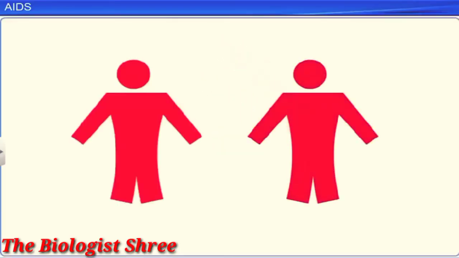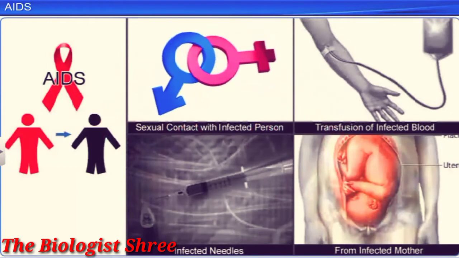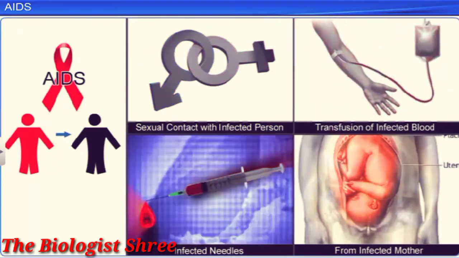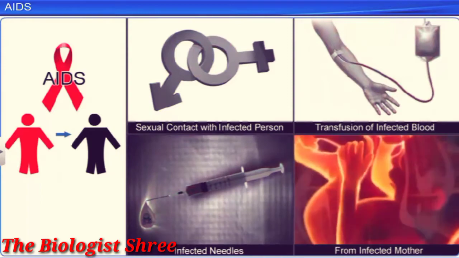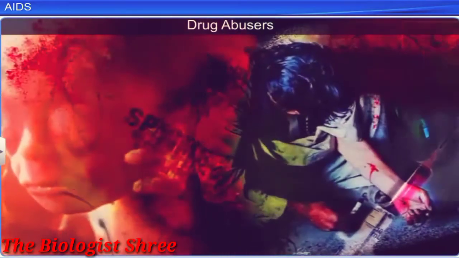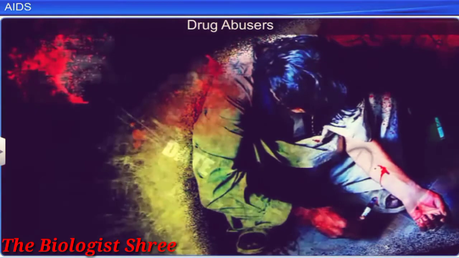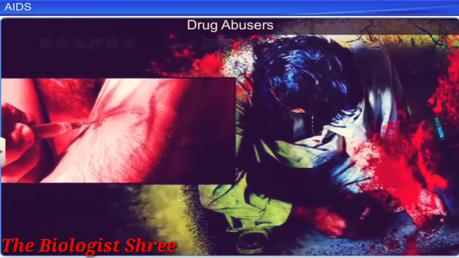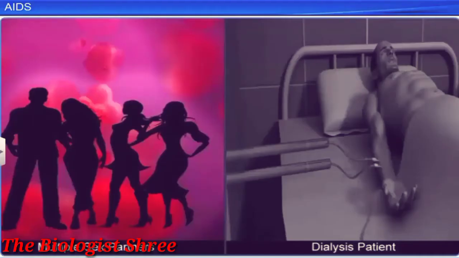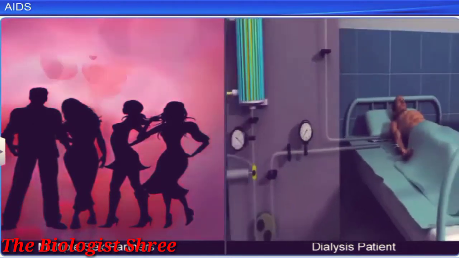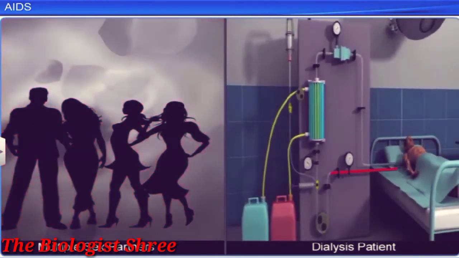The HIV infection is usually transmitted through any one of four ways: through sexual contact with an HIV-infected person, transfusion of infected blood, sharing infected needles, and from an infected mother to a child through the placenta. So, other than children born to HIV-infected mothers, people most susceptible to AIDS are drug abusers who use needles too often to take drugs intravenously, individuals who have multiple sexual partners, and patients of diseases such as thalassemia or dialysis who require frequent blood transfusions.